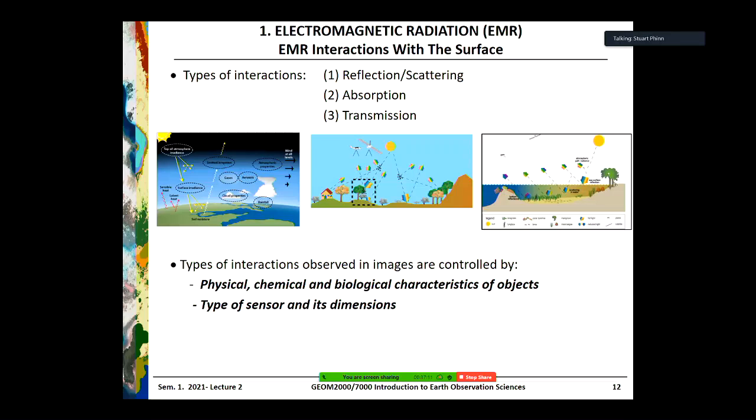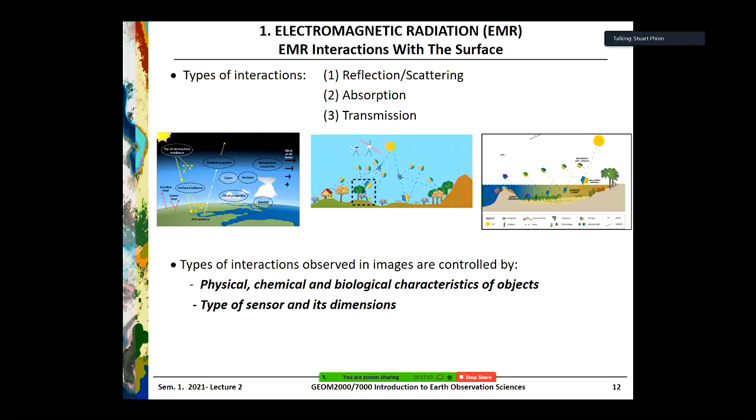So there's three types of interactions, and those interactions are controlled by the things I've talked around for the last 10 minutes, which is physical properties, like the size and shape and structure of features like trees. It can also be the physical properties of soils, in terms of the grain size distribution, the shape, all of those sorts of things. Chemical properties, so what type of chemicals are actually present, biological characteristics or processes that are going on. So that controls how much absorption, scattering and transmission occurs in the environment.